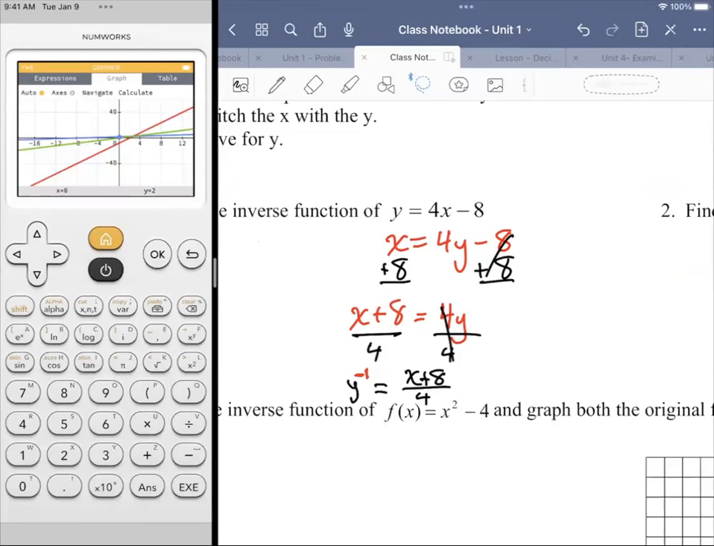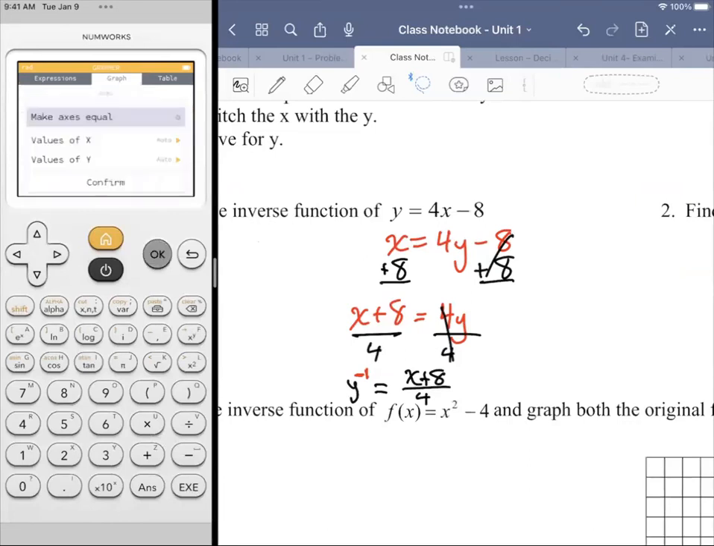And, auto is auto. It's what the calculator thinks is the best viewing window. It may not be actually the case. So go into axes. I'm going to turn auto off and make this -10, +10. Confirm that.